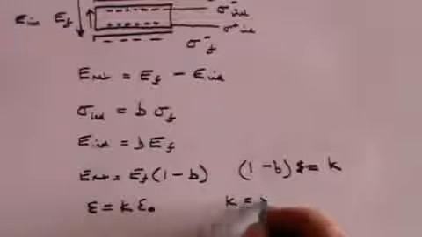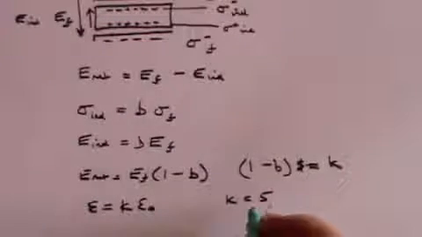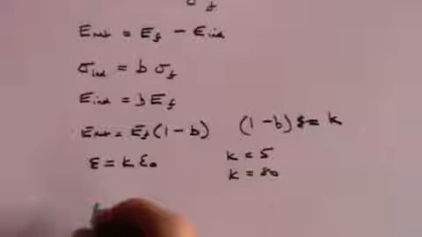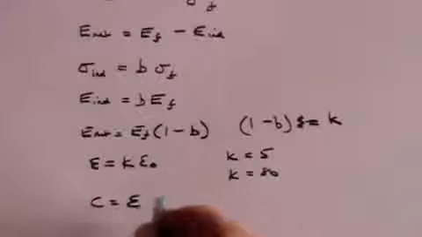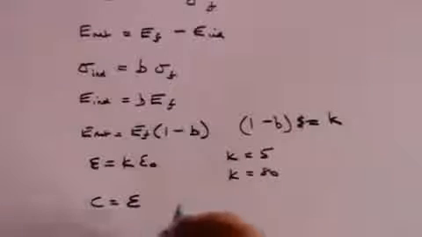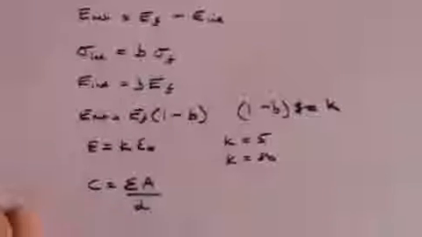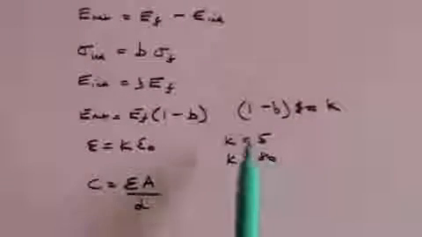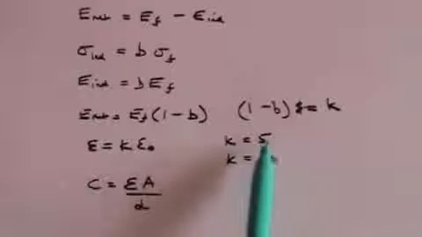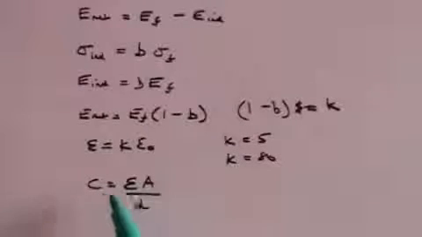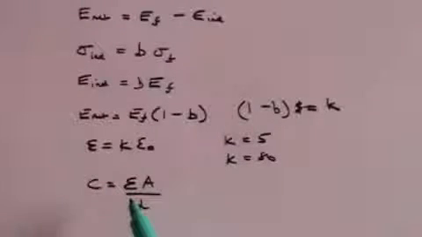For glass, K is 5. For water, K is 80. So since the capacitance equals epsilon, which is K epsilon 0, times the area of overlap divided by D, what that means is that if you put a glass dielectric between the two plates, then the capacitance will be 5 times greater than if you had not had the glass between the plates.